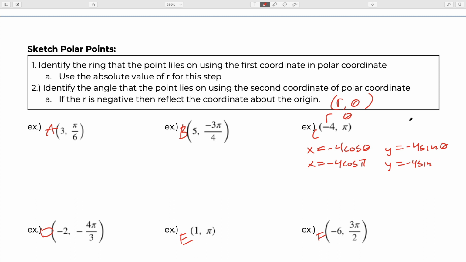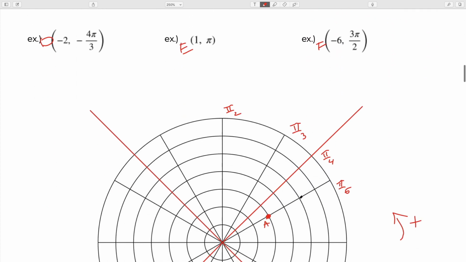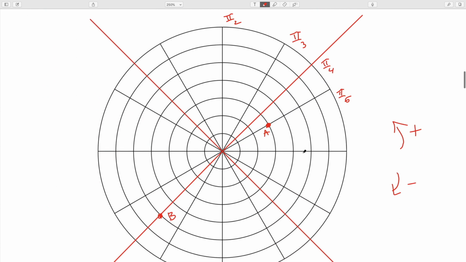So let's write in pi. What this negative is doing is actually reflecting about our origin. So what I want you to understand in this case is, let's just graph what 4 pi is. So 4 pi would be over here, so 1, 2, 3, 4. So that's going to be C prime.